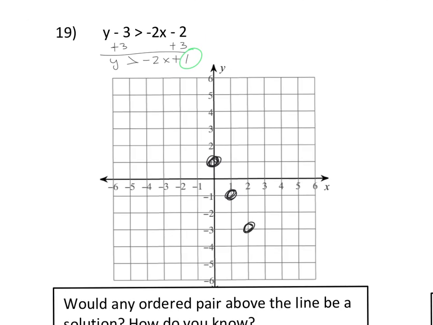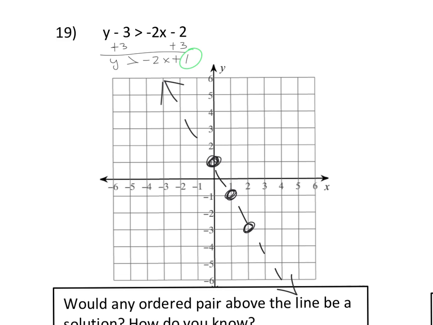Now I need to make the decision about whether my line is going to be solid or whether it's going to be dotted. Is it going to be solid or dotted? Dotted. Dotted because there's no equal to symbol, right? I'm going to do the best I can to make a decent one. Make sure it goes all the way across the graph. Make sure it has arrows on either side.